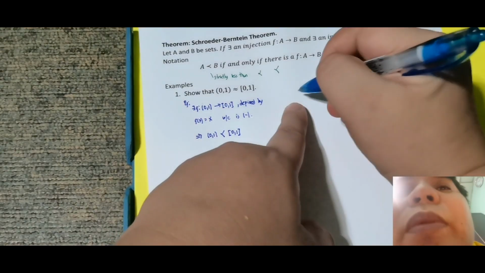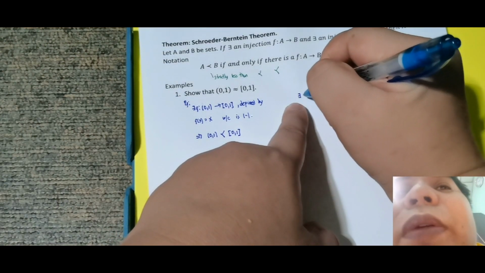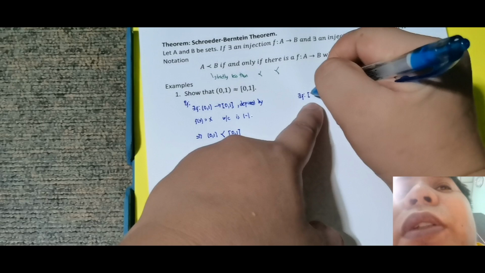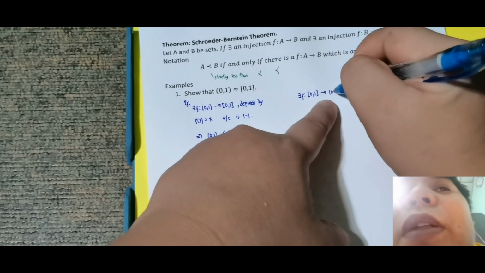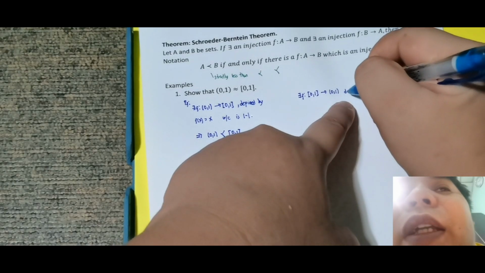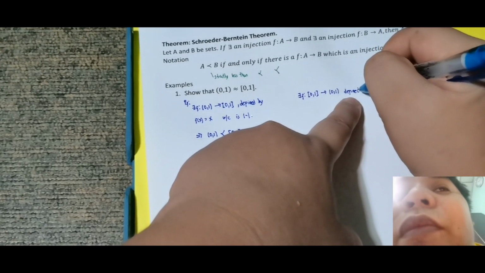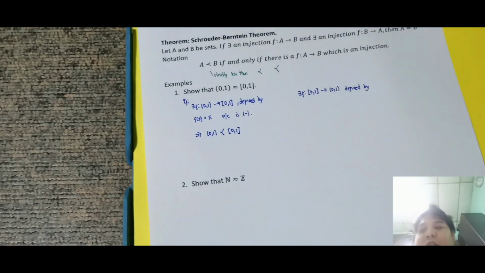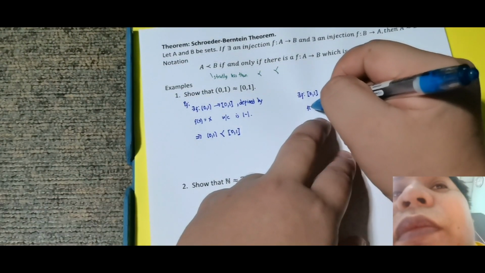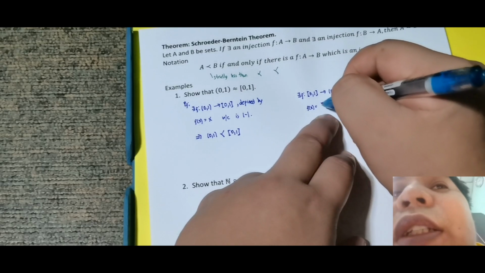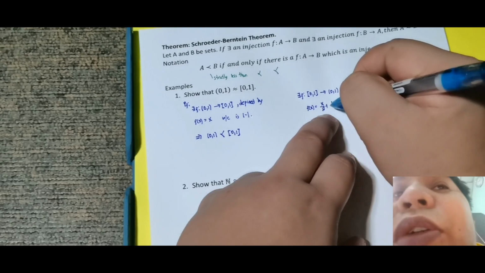Next, pagdating sa pangalawa, there exists a function f mapping from closed interval ng 0,1 going to open interval ng 0,1 defined by, so mag-iisip ulit tayo ng function. Ang naiisip ko is f of x is equal to x over 2 plus 1/4.